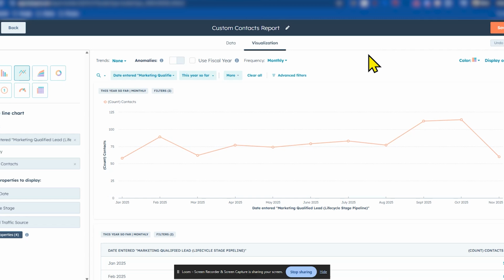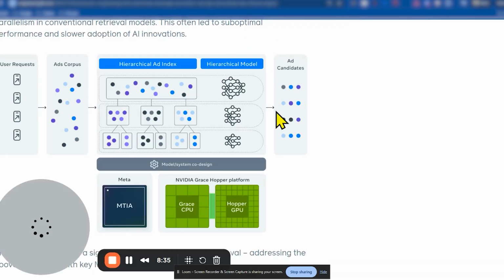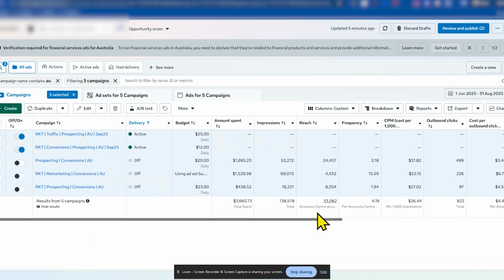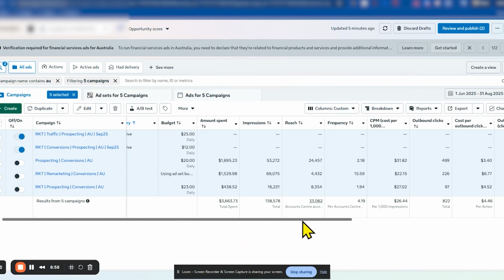So that's the macro, the evidence around what we've seen, and now we're zooming into this particular period. Now I'm going to go into Facebook and show you exactly what this looks like. I'm going to first start off by looking at June to August. And these are the old campaigns. This is the old structure, prospecting plus remarketing. That's what I had here.